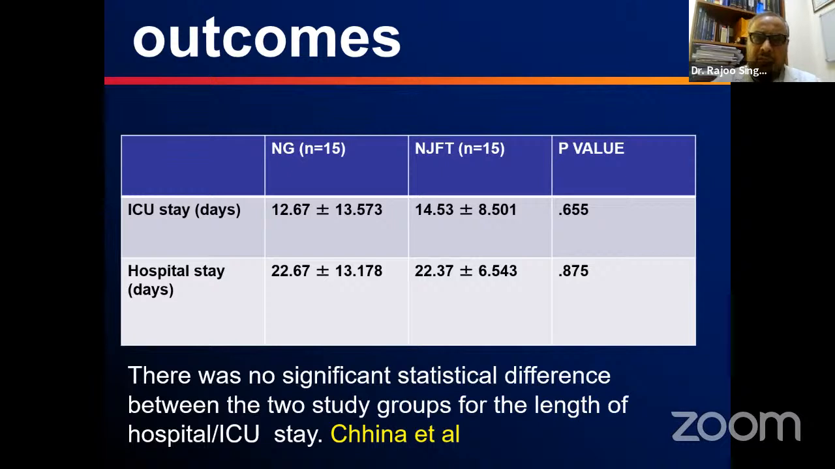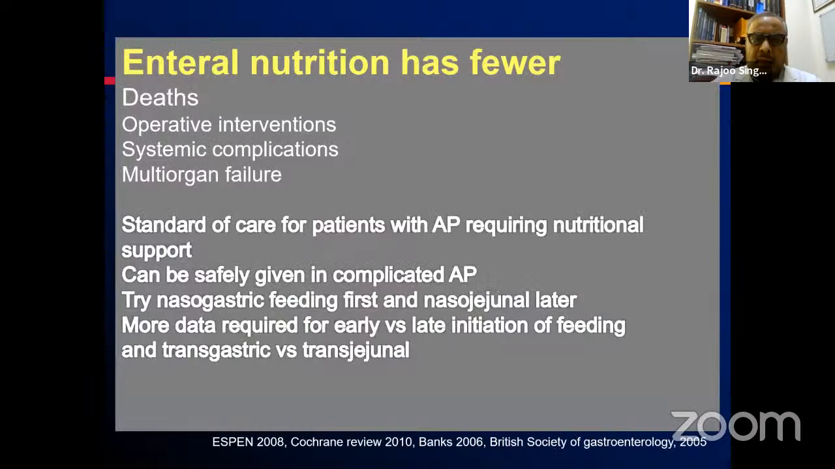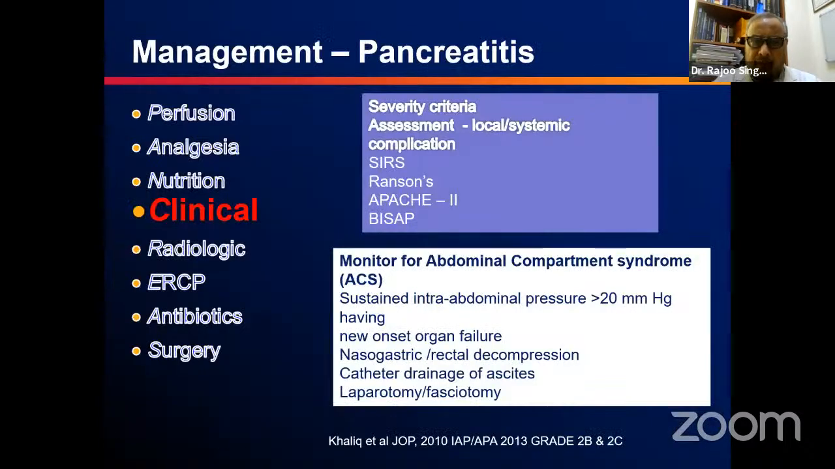But yes, if the patient is having recurrent vomiting, you are thinking the patient might aspirate, or the patient is in a moribund condition in the ICU, then probably a nasojejunal feeding would score over a nasogastric feeding. The mortality in survivors was almost the same. The enteral nutrition, I already said, I'm repeating, has fewer deaths, fewer operative interventions, fewer systemic complications, and less multi-organ failure. So enteral nutrition is the preferred thing.